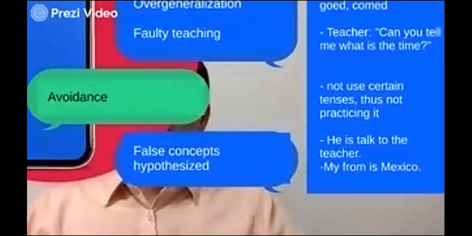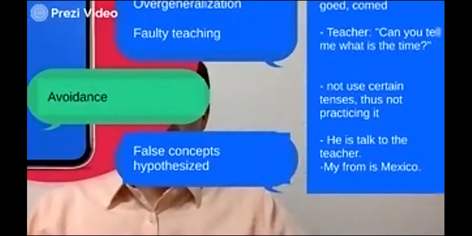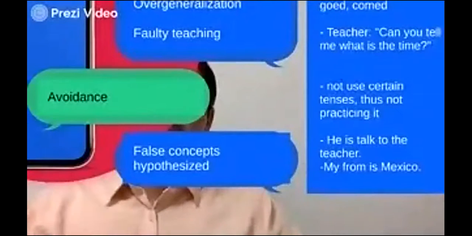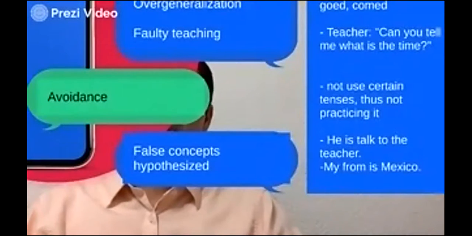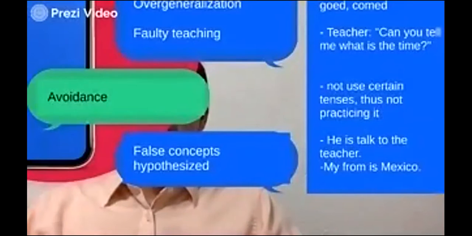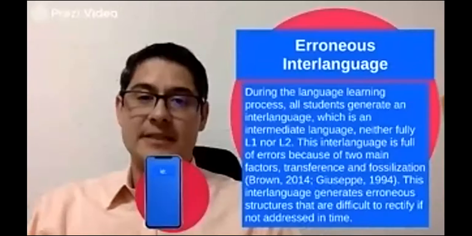And false concepts that are hypothesized. The student thinks this is correct. An example: "he is talked to the teacher." Many students, I personally hear, say "he is talked to the teacher." They're trying to use the verb to be, but they're using it incorrectly. So this is an example where it is negatively affecting the student. All right, so this is a false concept that is hypothesized.